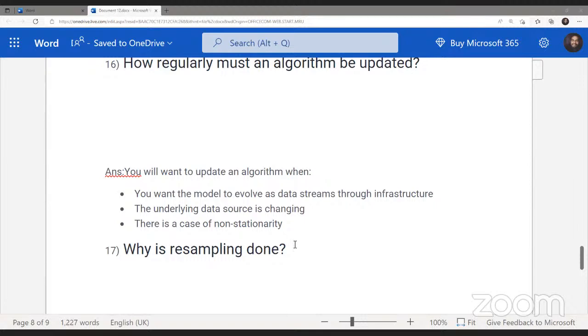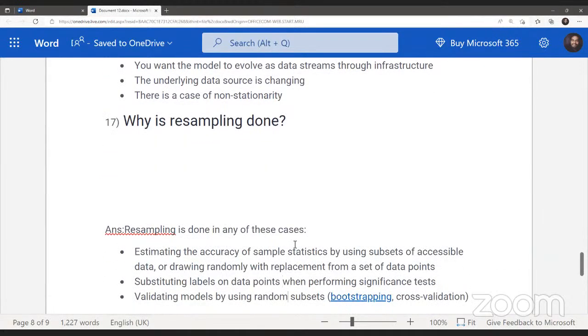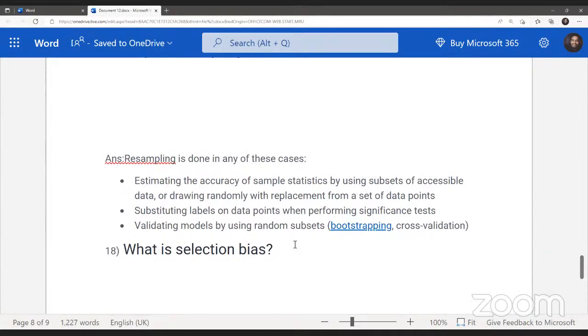So as we look into this, why should we do resampling? It is for estimating the accuracy of sample statistics by using subsets of accessible data or drawing randomly with replacement from a set of data points, and substituting labels on data points when performing significance tests, and validating models by using random subsets. So we do have different conditions to use resampling. These were some of them. As we jump to the next one, what is selection bias?